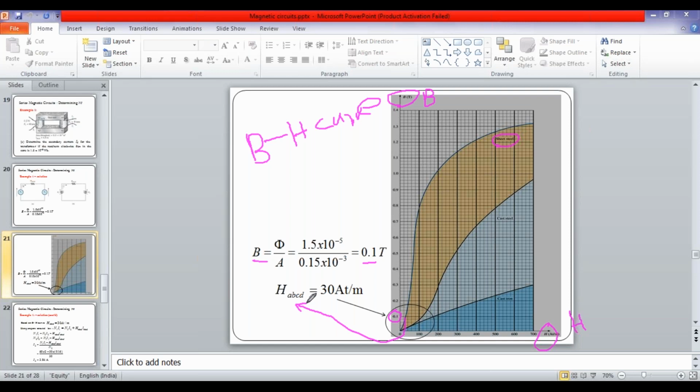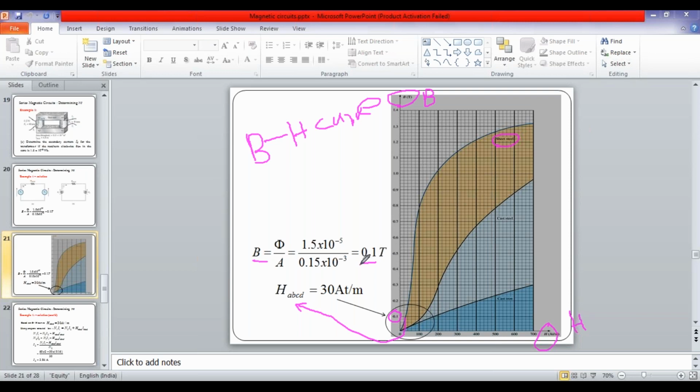Okay, sir. So you don't bother about this graph. This graph will be provided by the manufacturer itself in the problem. The BH loop curve or hysteresis loop will be provided by your manufacturer only. You don't worry about that graph sheet here.